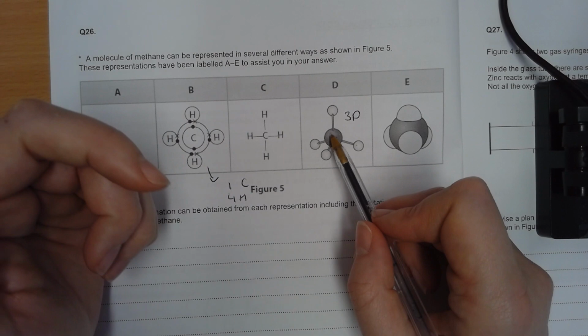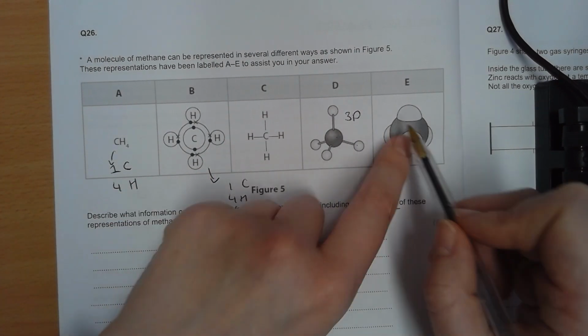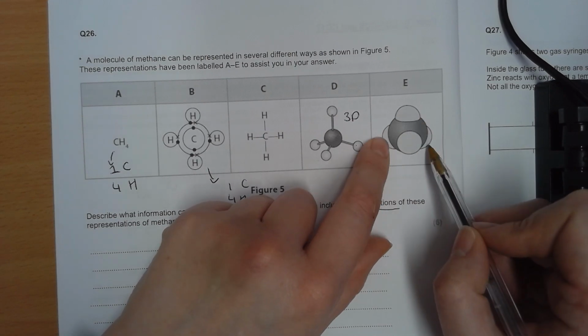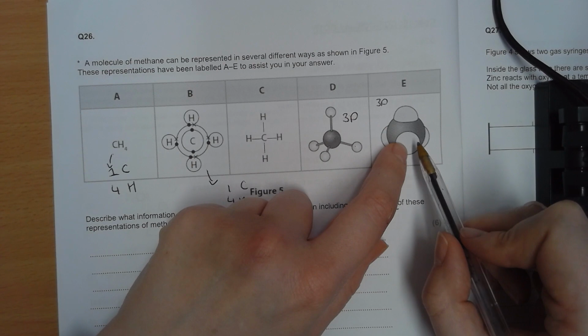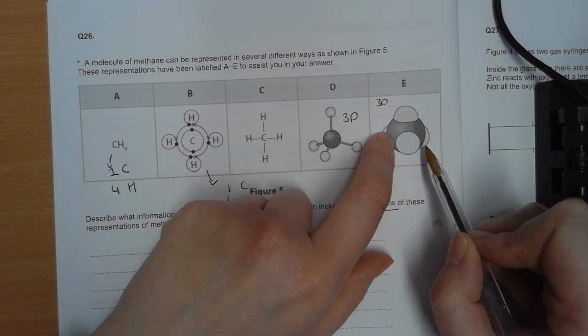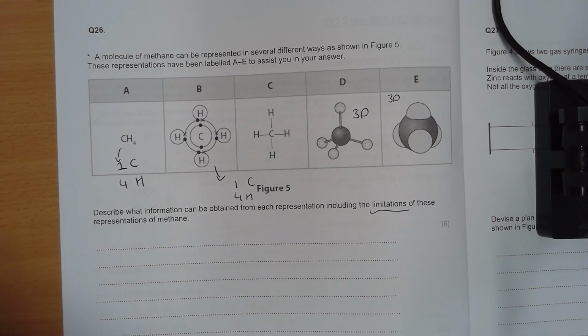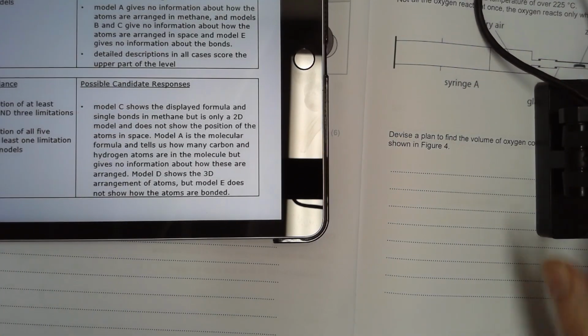The downside to C and 4 is it shows bonds as these kind of sticks, which obviously isn't real, and it shows the hydrogen atoms being quite far away from the carbon, whereas E shows that 3D structure again, but it shows a better representation of the distance of the carbon from the hydrogen, so that's just a little bit more realistic. So I'll just show you what they have here on the mark scheme as a possible response to get 5 and 6 marks.